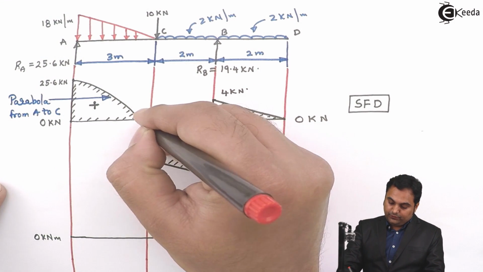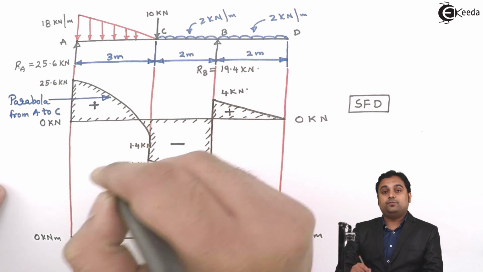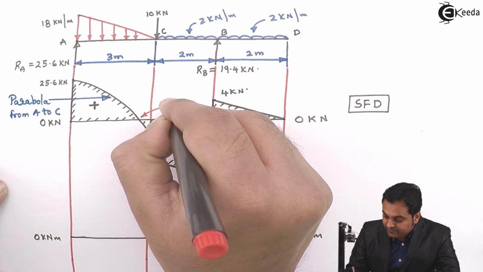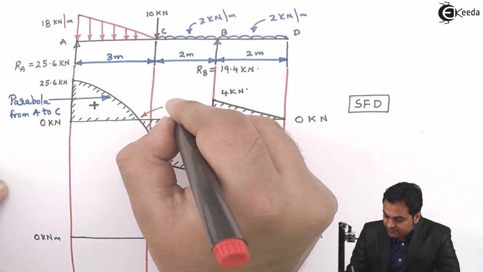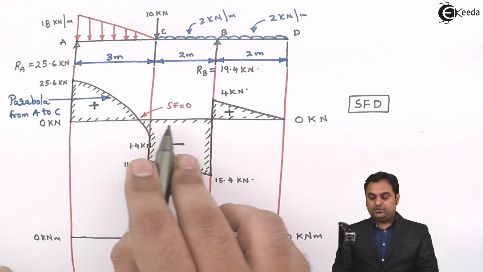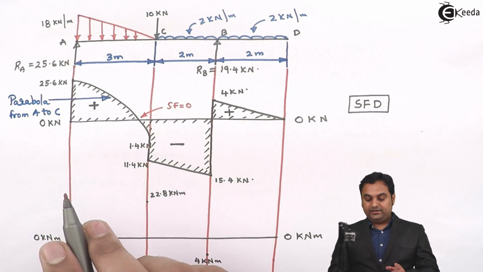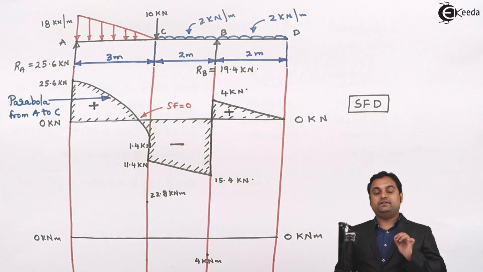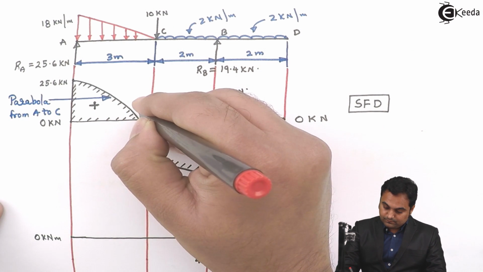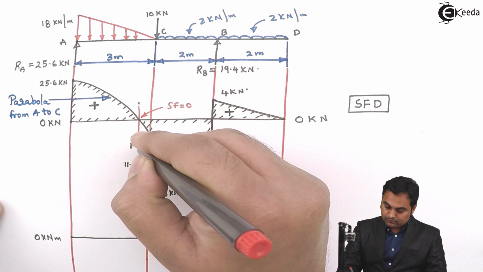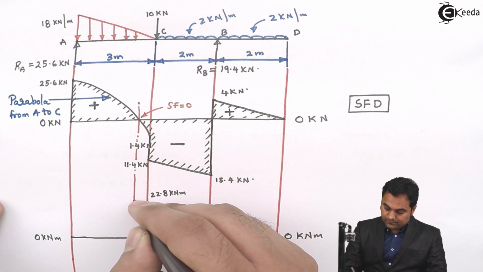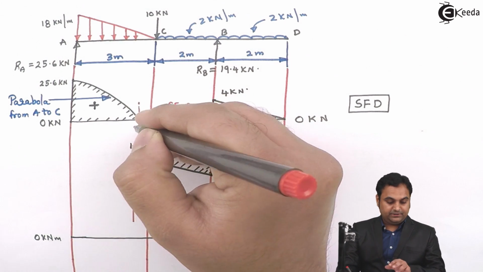if we see here, there is a point where shear force becomes 0 when it is crossing from positive to negative, as I have told here. So at this location, SF, that is shear force, is equal to 0. So wherever shear force crosses the horizontal line from positive to negative or from negative to positive, the value of shear force is 0. At that point, bending moment will be maximum. So these projections which I am taking, this will be for the maximum bending moment.